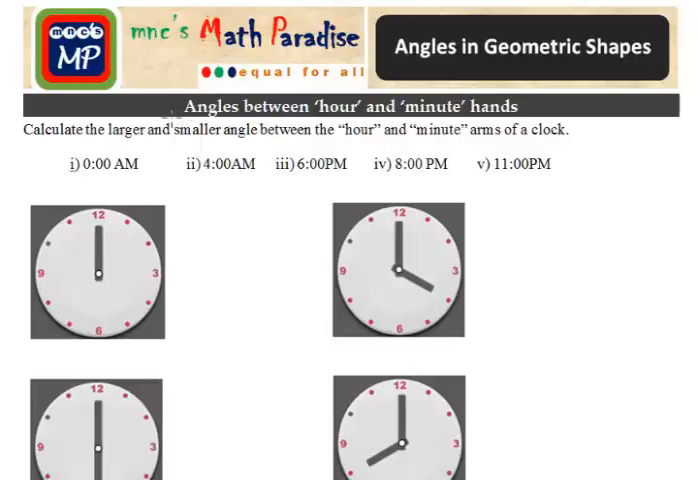Now we will learn how to find angles between hour and minute arms of a clock. Here, in this example, calculate the larger and smaller angle between the hour and minute arms of a clock at different times. Here in these examples, all the times are given at perfect hours.